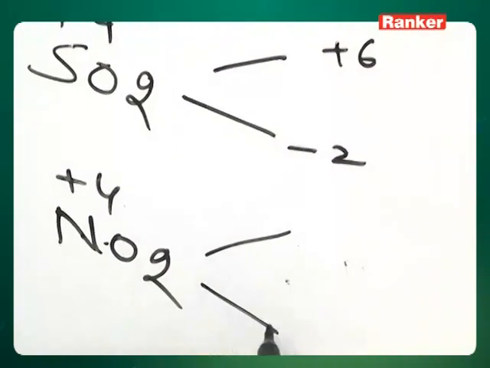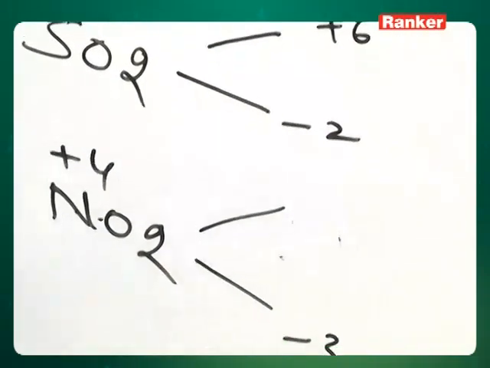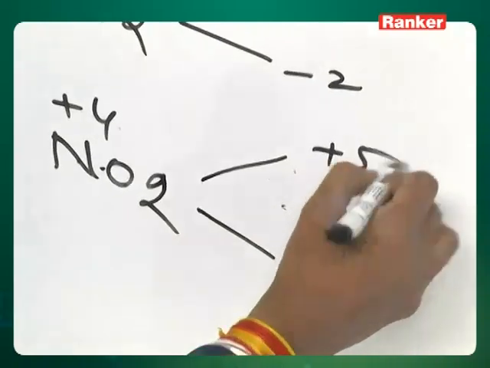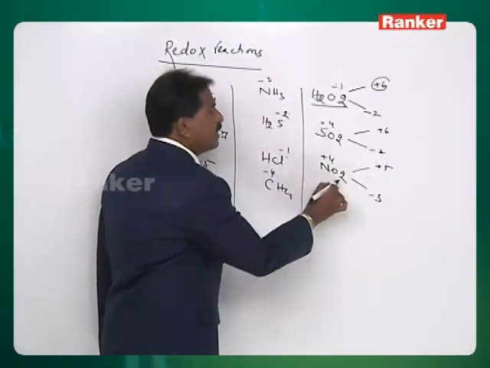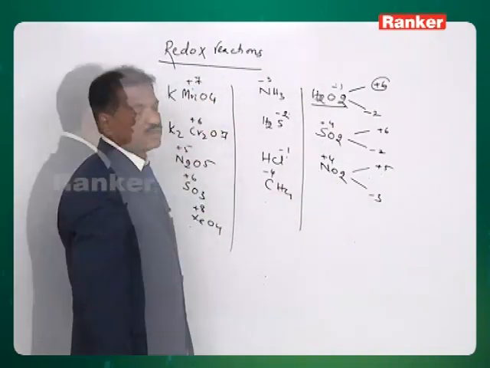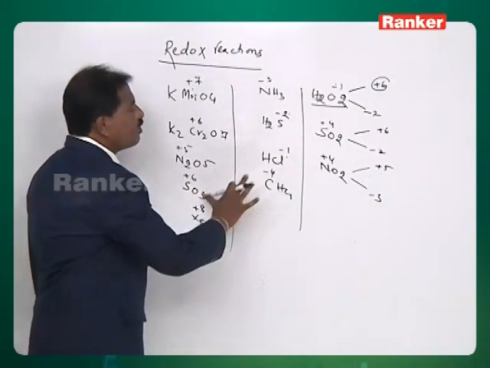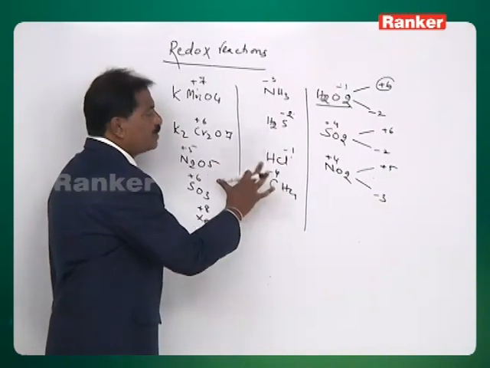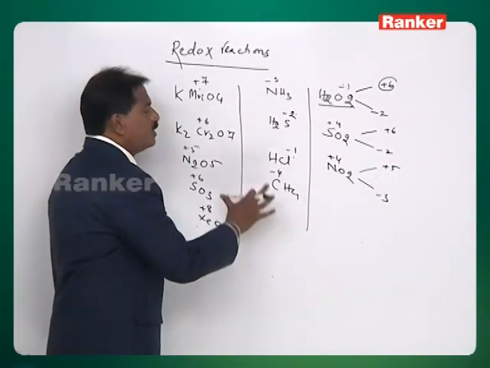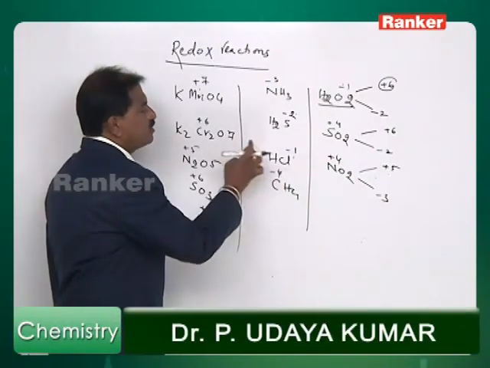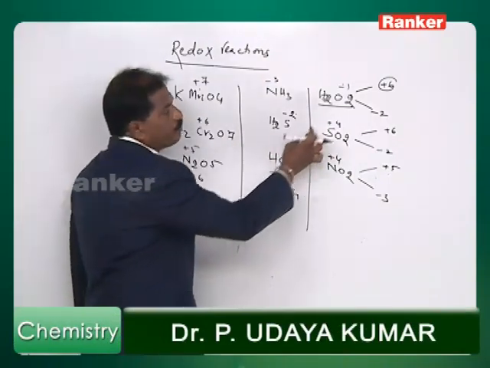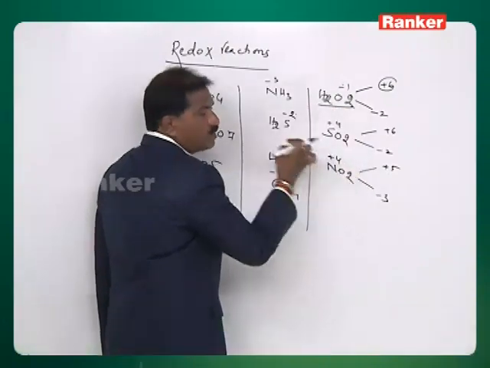Similarly, in NO2 also, the least possible value is -3 and the highest possible value is +5. Therefore, here nitrogen can act as both oxidizing and reducing agent. So, just by observing the oxidation state of the central atom in any molecule, very easily we can identify which can act as the oxidizing agent, which can act as the reducing agent, and which can act as both oxidizing and reducing agent.